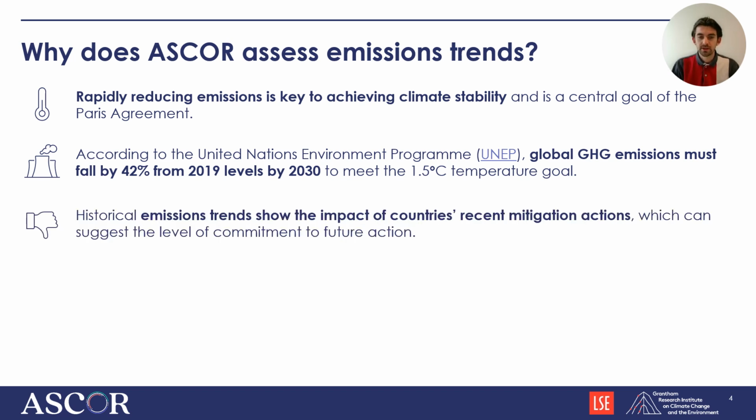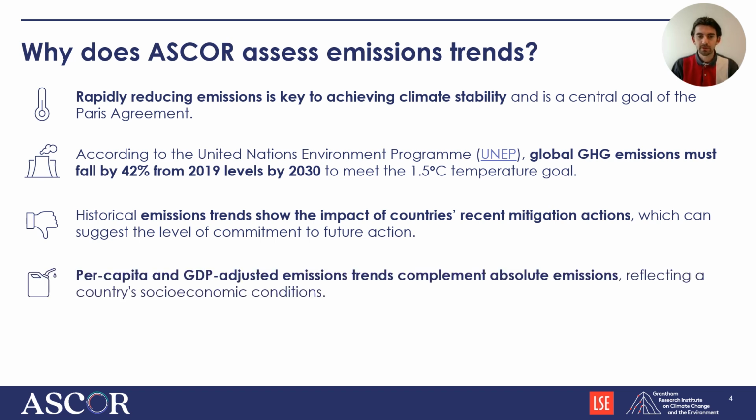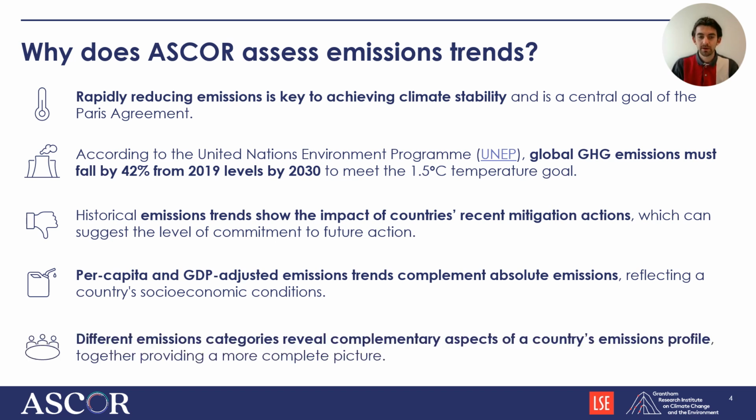Historical emissions trends show us the impact of a country's most recent greenhouse gas reduction actions, and these trends can also hint at the level of commitment to future greenhouse gas emissions reductions. We look at absolute emissions as well as per capita and GDP adjusted emissions to reflect countries' differing socioeconomic circumstances and make those trends more comparable across different countries. Finally, we take a look at three different emissions categories to reveal complementary aspects of a country's emissions profile, together with the adjusted trends providing a more complete picture of a country's mitigation actions.